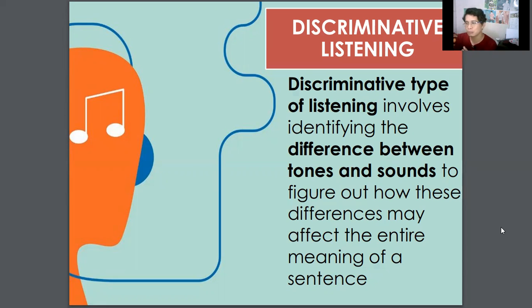that you love a person, depending on the tone of the voice, you can tell that the person is not sincere, the person is not true to what he or she is saying, or the person might be intentionally loving you for real. So that's one way of identifying or applying what discriminative listening is.